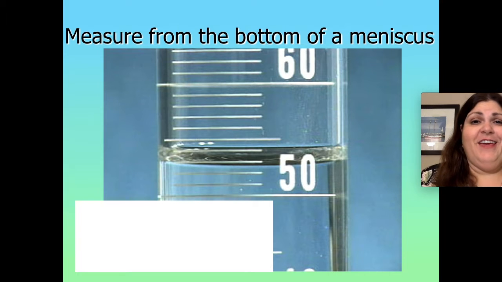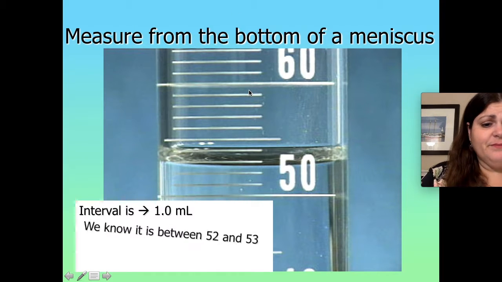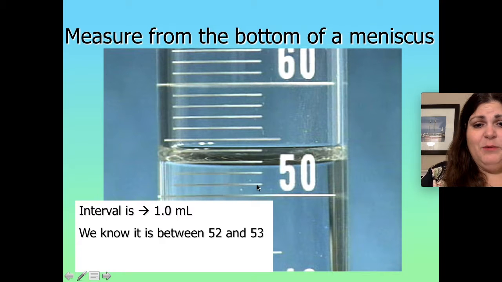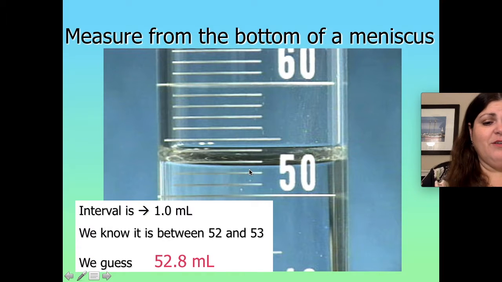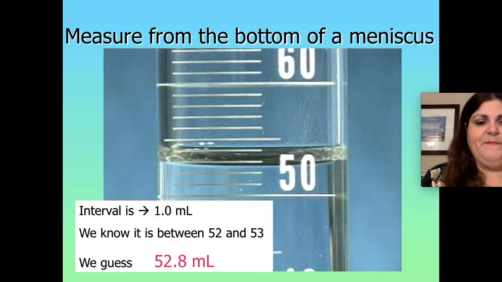I know you learned this in 8th grade, but just in case you've forgotten, when we measure volume in a graduated cylinder, we always want to measure from the bottom of the meniscus, which is the bubble. So in this case, I've got 50 labeled, I've got 60 labeled, and 10 lines between, so of course my interval is 1 milliliter. I know that it's somewhere between 51, 52, and 53. So I'm going to go from the bottom of that. I'm certain it was 52, and I'm going to estimate 52.8 because it's almost up at that 53 mark. And of course, our unit for volume is milliliter.